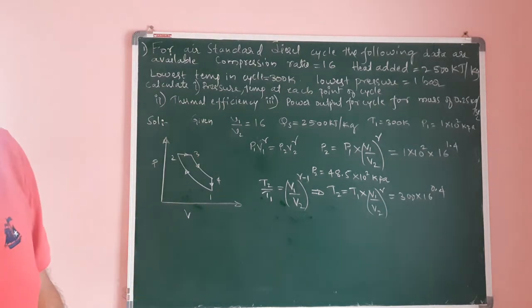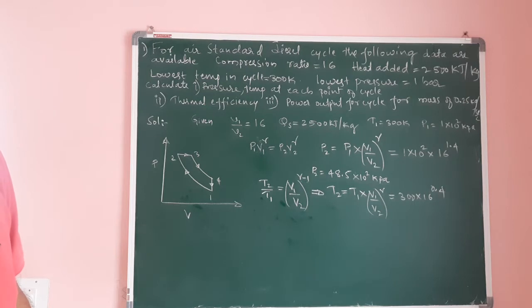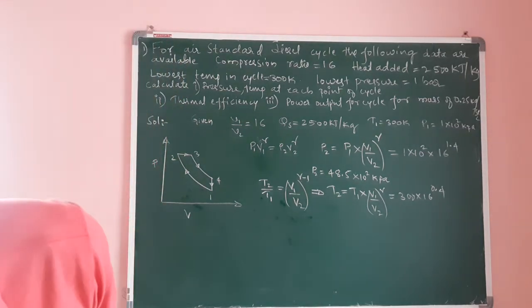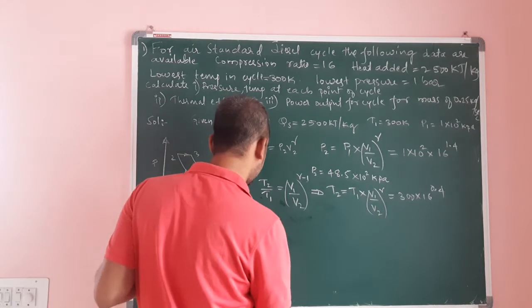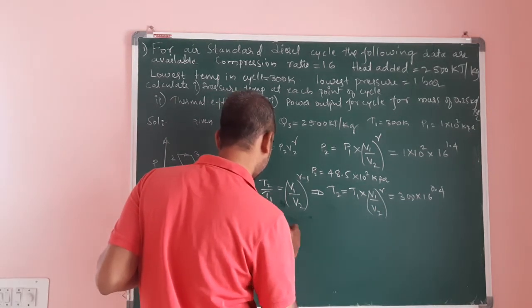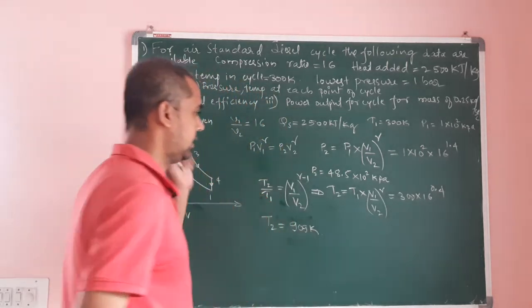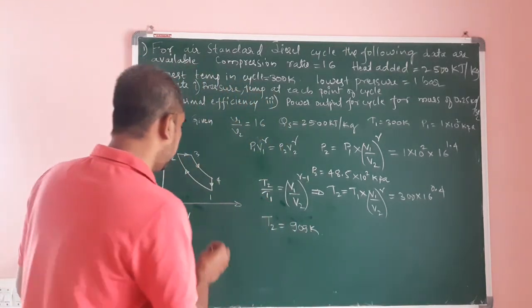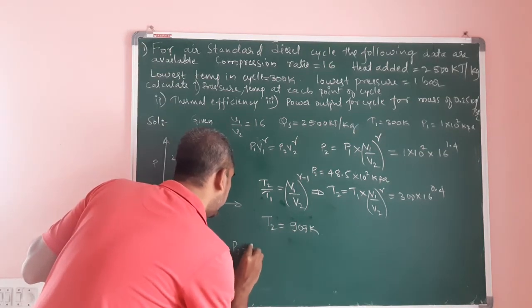If you calculate T2 like this, you will get T2 as 909 Kelvin. Once you get T2, P2 is equal to P3, because 2 to 3 is a constant pressure process. Therefore, P2 is equal to P3.